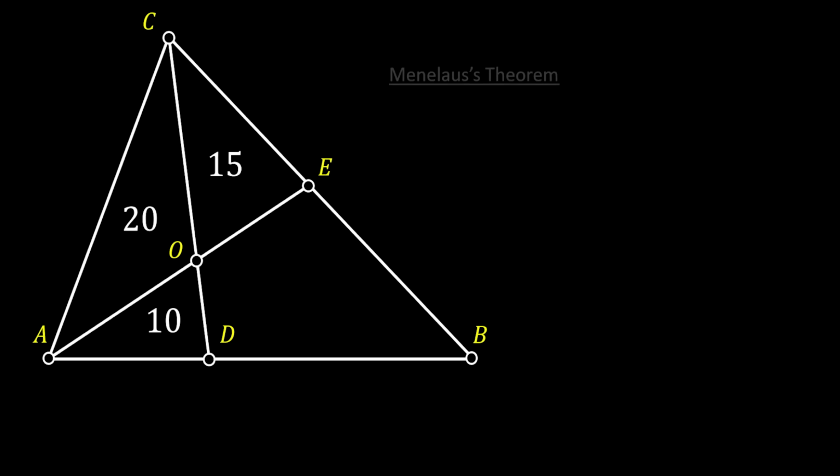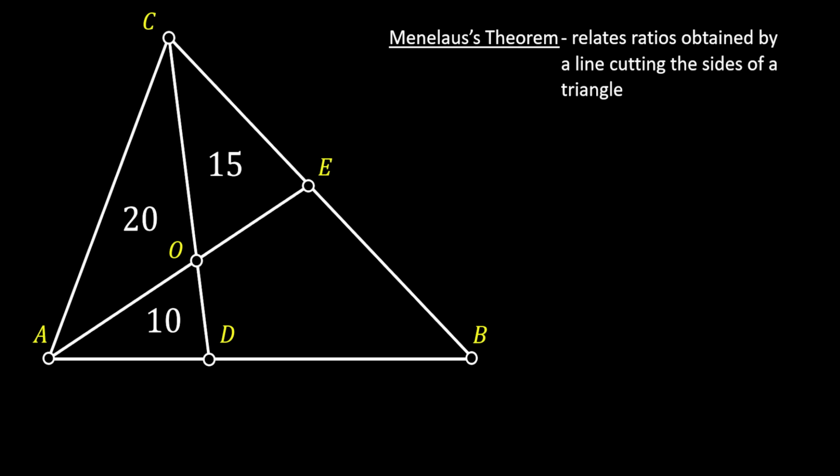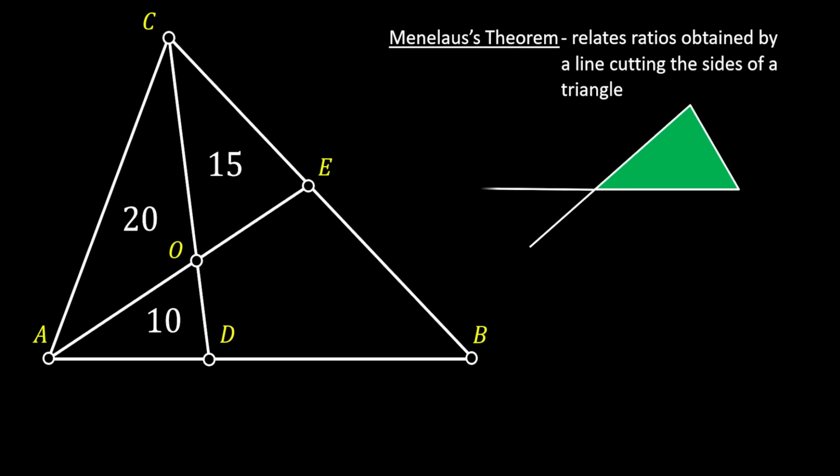Now let's use the Menelaus theorem, which actually relates ratios obtained by a line cutting the sides of a triangle. So we will start this theorem with a triangle from which we will pull 3 extensions of its lines, just as you can see on the sketch. Then we will pull another red line which cuts through those 3 extensions outside of the triangle, as you can see on the sketch on the right.